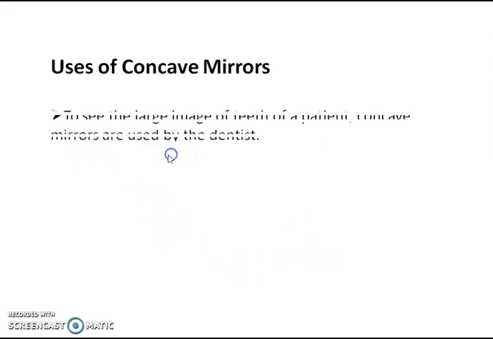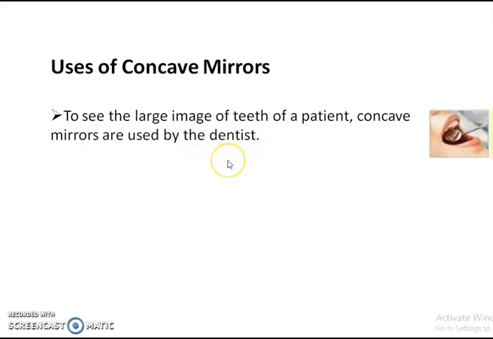So uses of concave mirror. It gives an enlarged view if the mirror is kept very close to the object. So it is used by the dentist to see the structure of your teeth, whether any cavities are present in your teeth, the inner portions of your teeth.